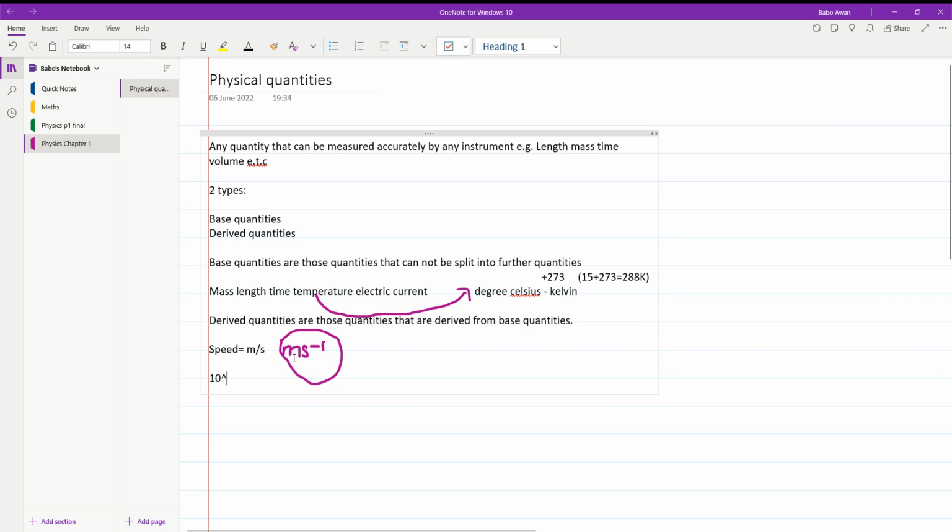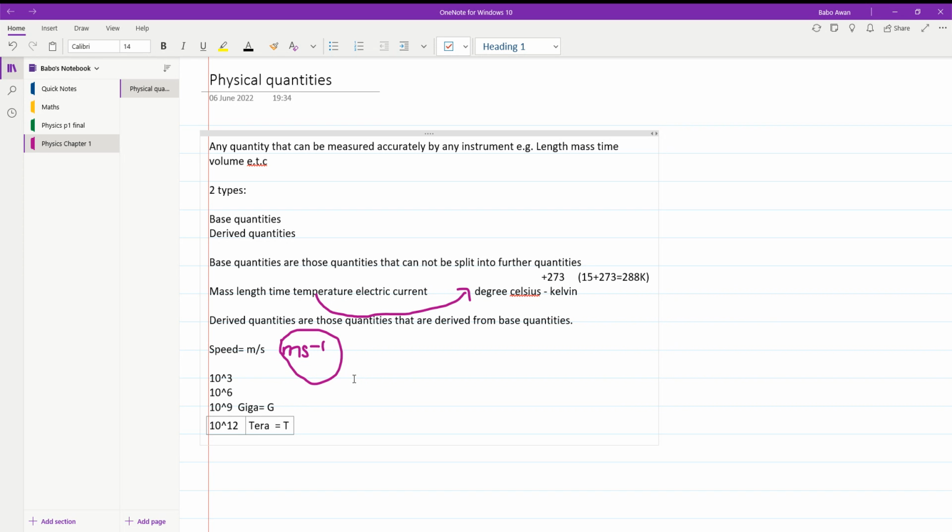So basically, 10 power 3, for example, then 10 power 6, then 10 power 9, and then 10 power 12. What does 10 power 12 mean? Basically, 10 power 12 means tera, and you can write it as a capital T. What does 10 power 9 mean? 10 power 9 means giga, and you can write it as a capital G.